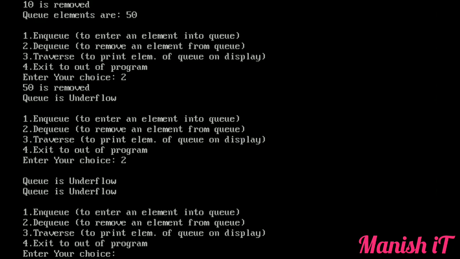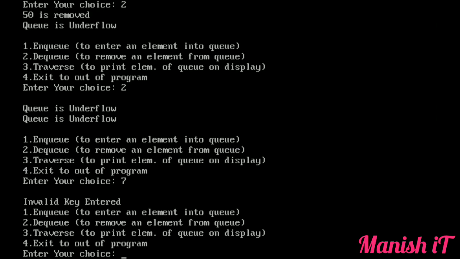Now I want to enter an extra choice, not 1, 2, 3, 4. Suppose I have entered 6 here. Our choice is 6. See, it prints "invalid key entered". The default part is printed here. Now I exit from this program, so we have to enter 4.